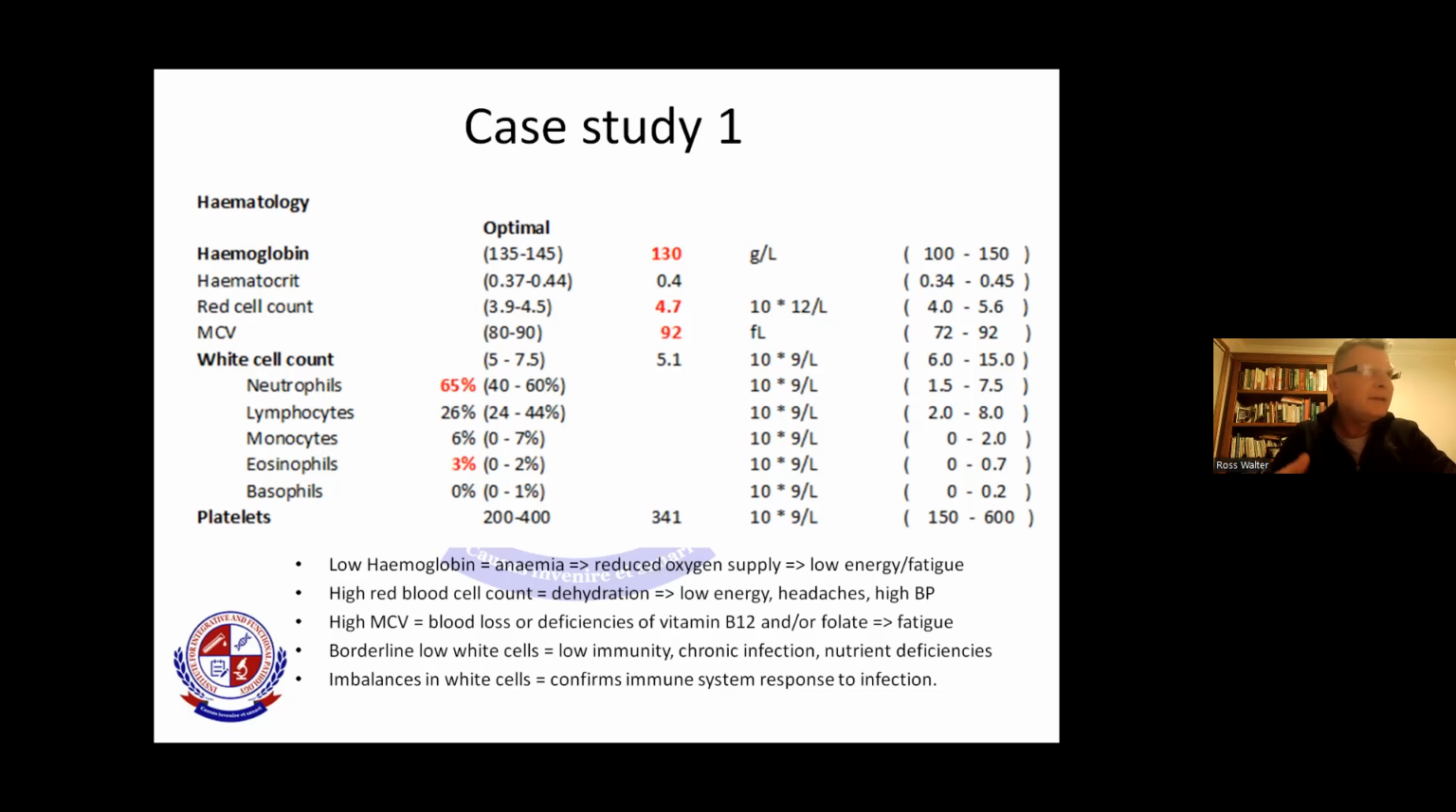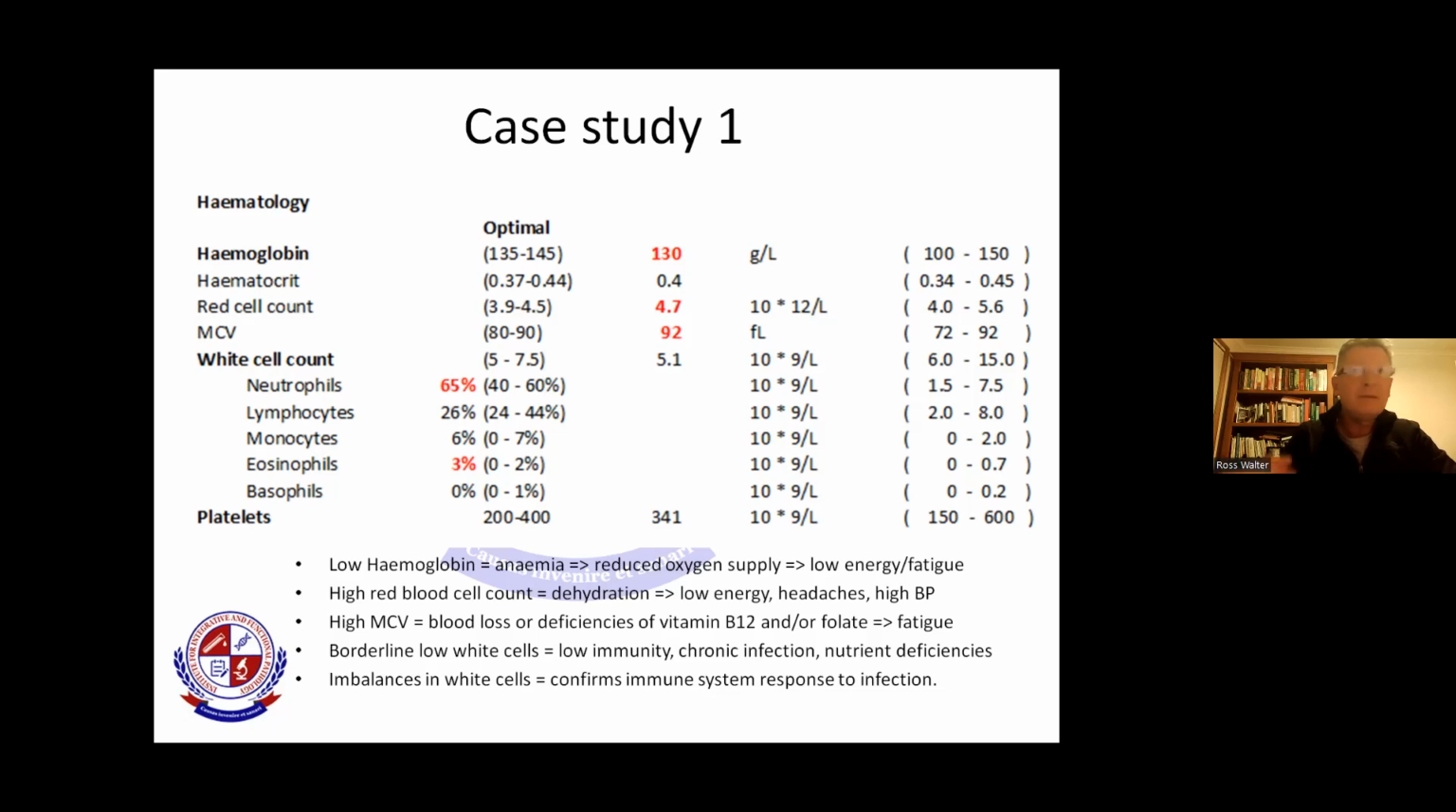So the first one there is the hemoglobin. Hemoglobin is a bit low. Hemoglobin is the oxygen carrying protein in the red blood cells. So its purpose, and really the purpose of the red blood cells, is to carry oxygen around the body to all the cells and tissues so they can use it for energy and function. If there's low hemoglobin, then there's going to be less oxygen supplied to the tissues. And one of the biggest tissues that really needs the most oxygen is the brain.